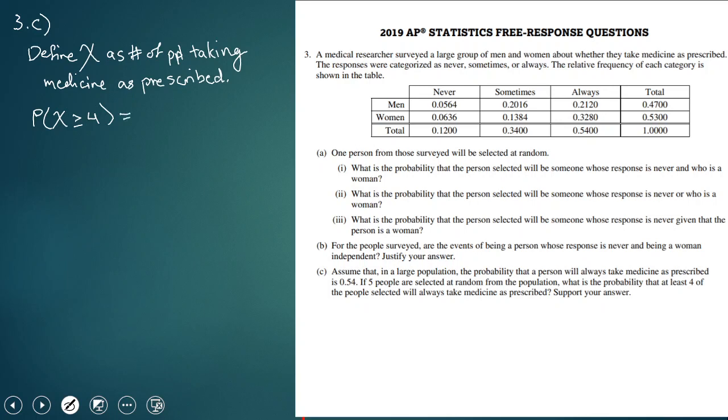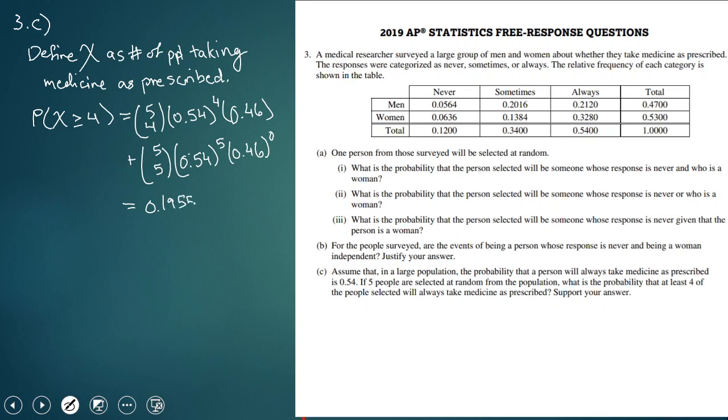And so we know that this is a binomial distribution now, so we can use the formula for a binomial distribution. So I'm going to have 5 choose 4 times 0.54 to the power of 4, 0.46 to the power of 1, plus 5 choose 5, 0.54 to the power of 5, 0.46 to the power of 0. So plugging this in, I would get 0.19557 plus 0.04592, and this is equal to 0.24149. Alright, so that is the total probability.